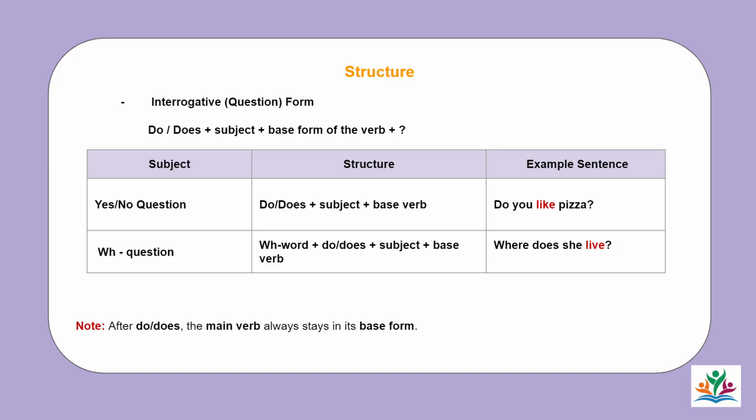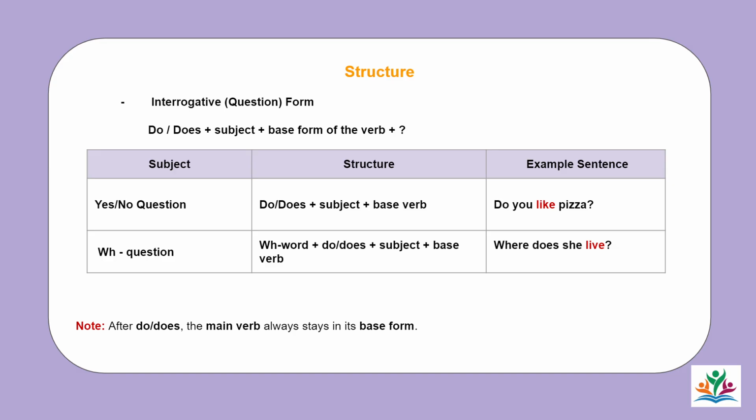we need to add the auxiliary verb do or does based on the subject, because if you remember, do is related to the subject I, you, we, or they, and does is related to the subject he, she, or it. As an example, for a yes-no question, do you like pizza? Of course, the answer would be yes or no. Yes, I do like pizza, or no, I don't like pizza.